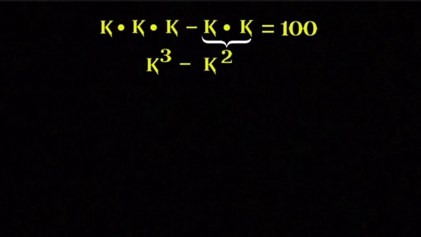Let's dive in. First, let's simplify what we're looking at. k times k times k is just k cubed. And k times k, that's just k squared. So our equation is actually k cubed minus k squared equals 100.